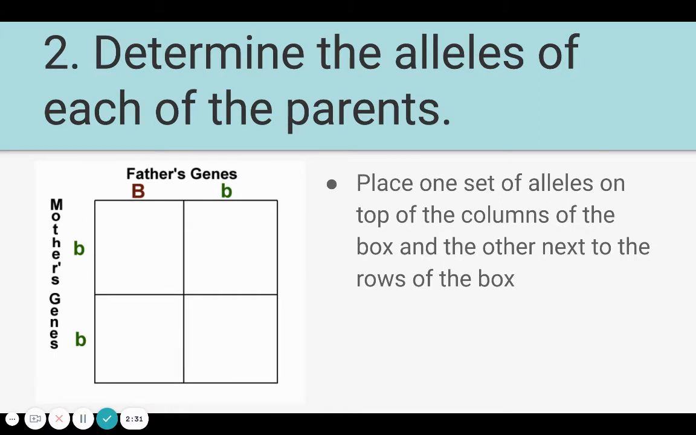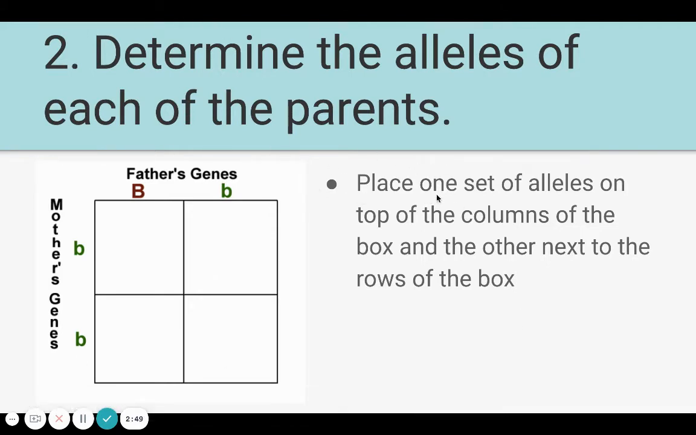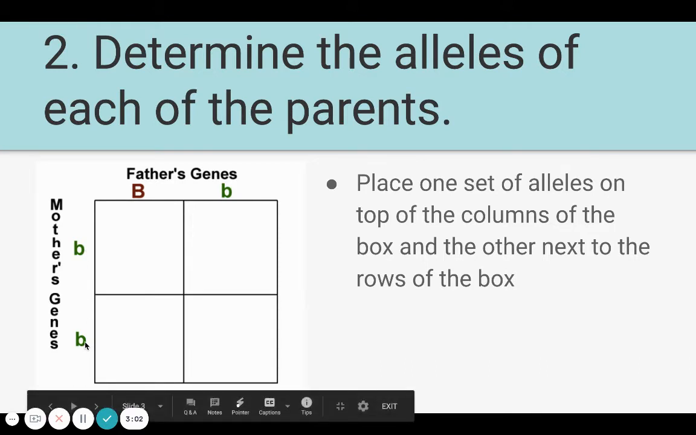So when we talk about alleles, we're talking about the letters for each parent. So these are the father's alleles, the big B and the little b. Same with the mother. All right, so in this specific step, you're going to place one set of alleles on top of the columns, like so, and the other next to the rows of the box, like so.